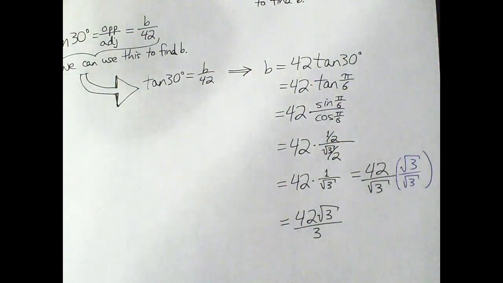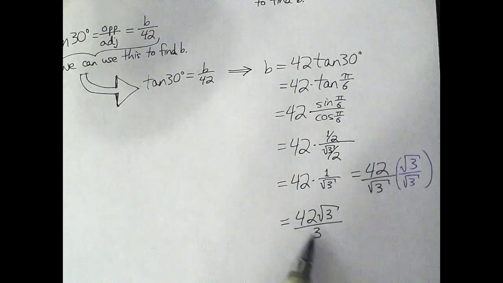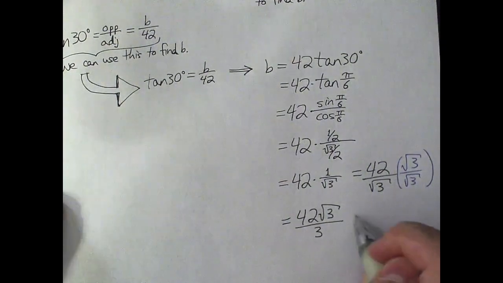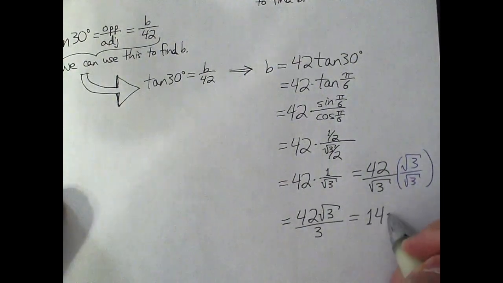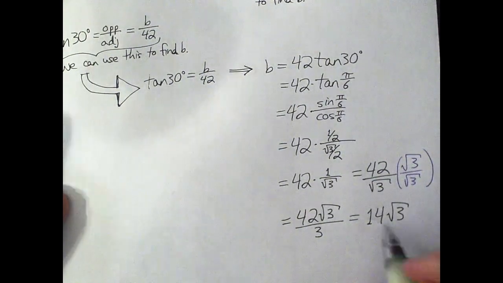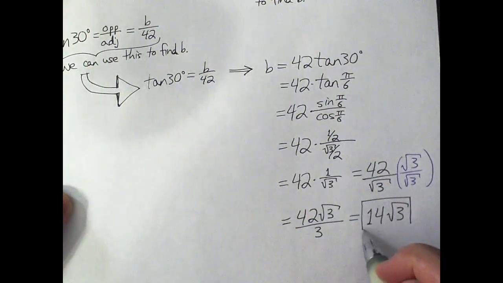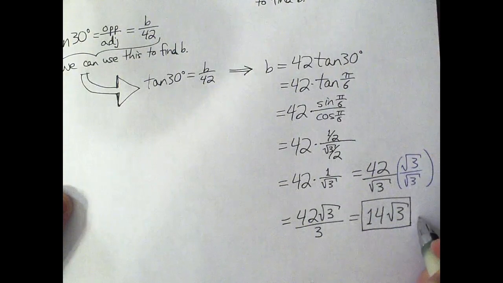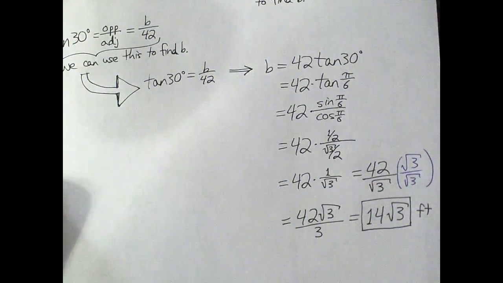Is 42 divisible by 3? Because it would sure be nice if it is, right? If 3 goes into 42. Yes, it does. 14 square root of 3. And I'm going to write next to this feet. That's how many feet tall the flagpole is.